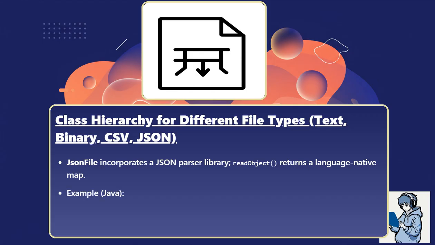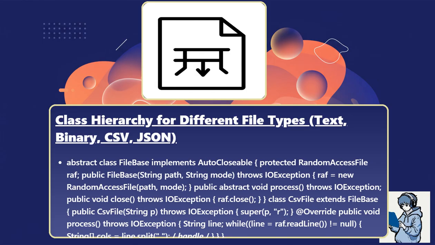Example: Java. Abstract class FileBase implements AutoCloseable. It has a protected RandomAccessFile named raf. The constructor public FileBase takes a String path and a String mode, throws IOException, and assigns raf to a new RandomAccessFile with path and mode. It declares an abstract method process that throws IOException. It implements the close method that throws IOException and calls raf.close.